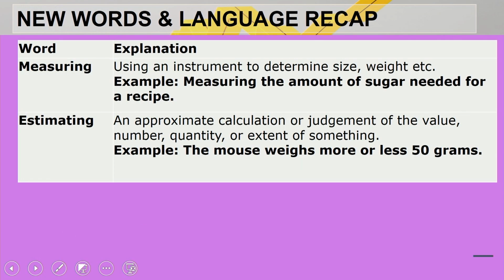The new words you encountered were: measuring, using an instrument to determine size, weight, etc. Example, measuring the amount of sugar needed for a recipe. Estimating, an approximate calculation or judgment of the value, number, quantity or extent of something. Example, the mouse weighs more or less 50 grams.